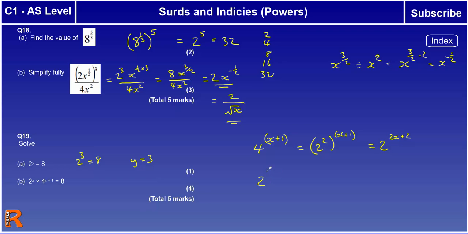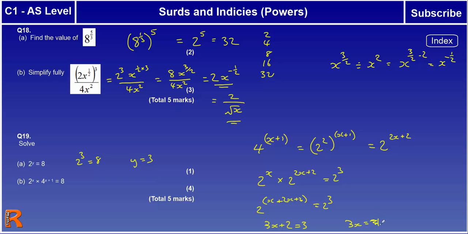So we've got 2 to the power of x times 2 to the power of 2x plus 2 equals 8, and 8 is 2 to the power of 3. When we multiply powers, we add them, so we've got x plus 2x plus 2 equals 3. So x plus 2x is 3x plus 2 equals 3. Solve that, we take away the 2, 3x equals minus 1.